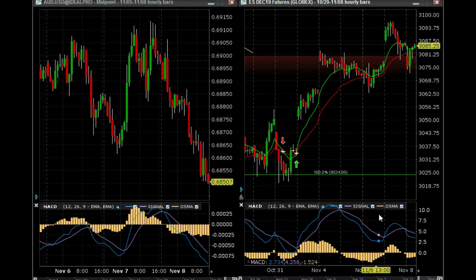FXLiveDayTrading.com. I want to do a video today regarding the Australian versus the US dollar, and I'm going to just look at the ES. This is the December 19th contract, the ES E-mini futures trading contract.